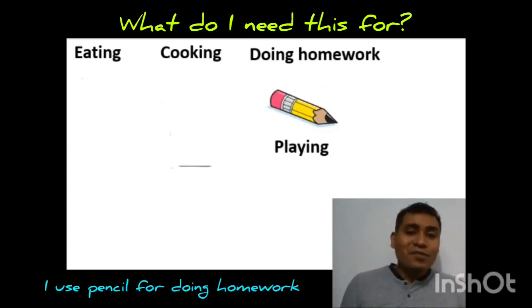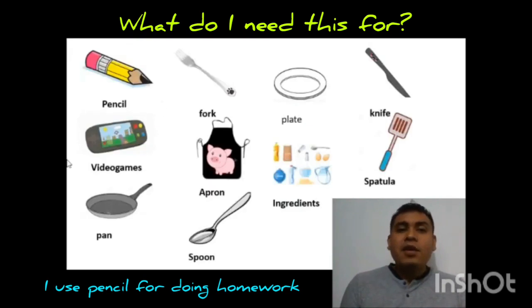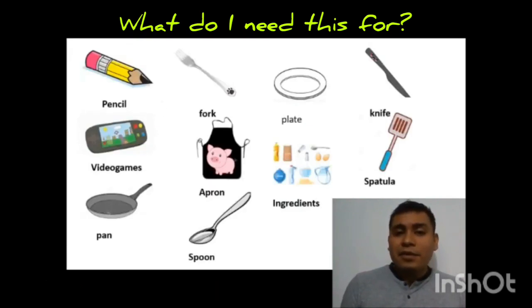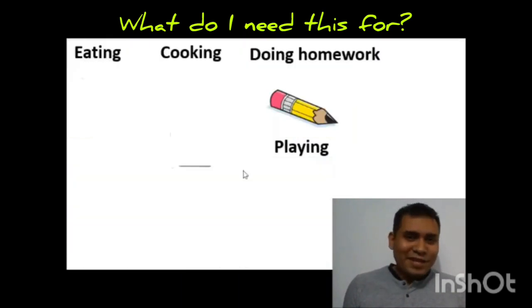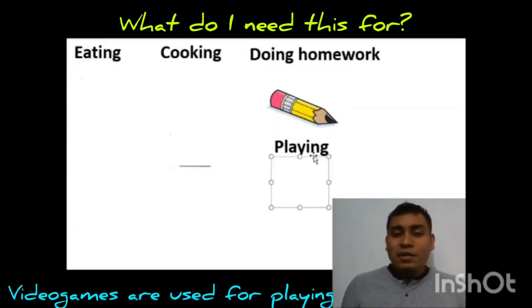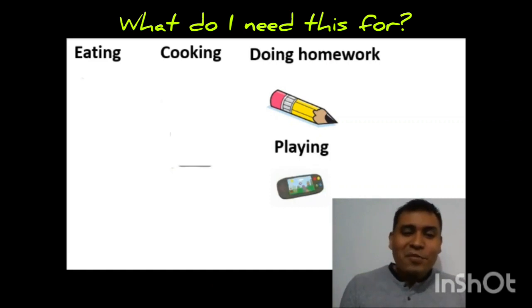Let's continue with the next one. That is the video games. In which verb can I find the video games? Do I eat video games? Do I cook video games? Do I do my homework with video games? Or I play video games? That's correct. Video games goes in play. Let's see if it's there. Okay, there it is. That's excellent. Very good, guys. Let's continue with the next ones.